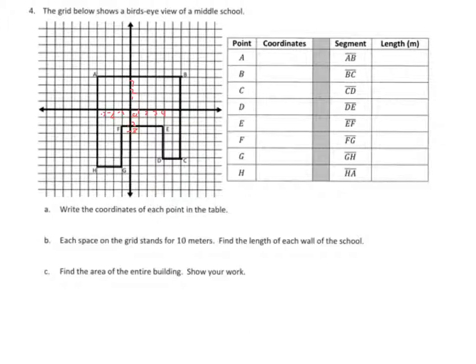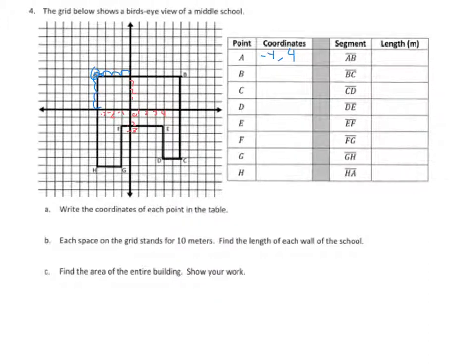So, for the coordinates for point A, A is right here. It would be over 1, 2, 3, 4. Since to the left, it'd be over negative 4. And up 1, 2, 3, 4. So our coordinates for point A are negative 4, 4. So I'm going to go a little bit more quickly through the rest of them.